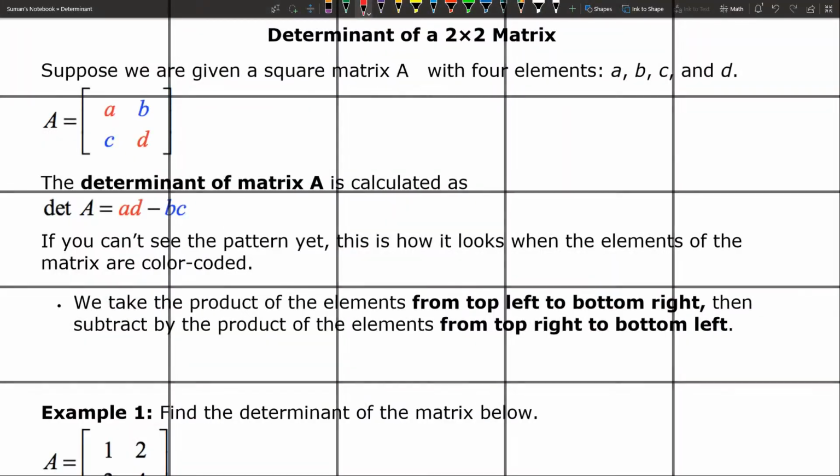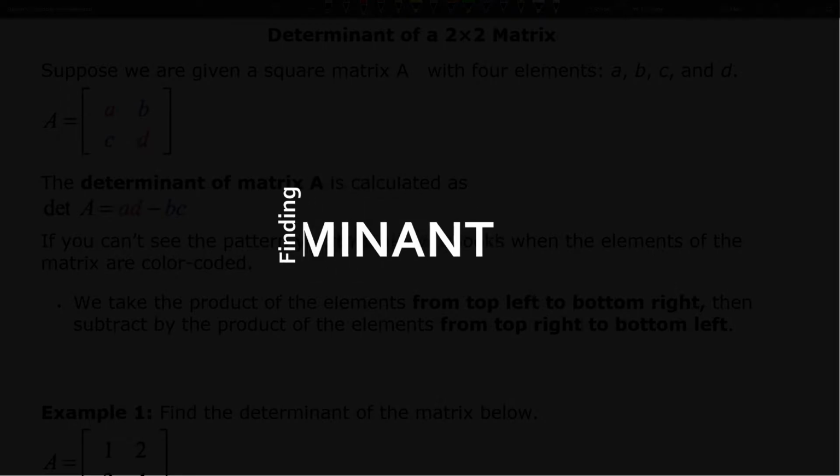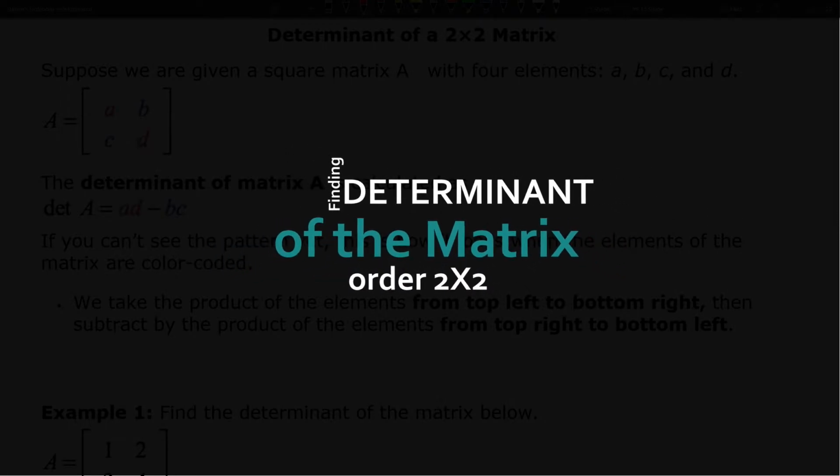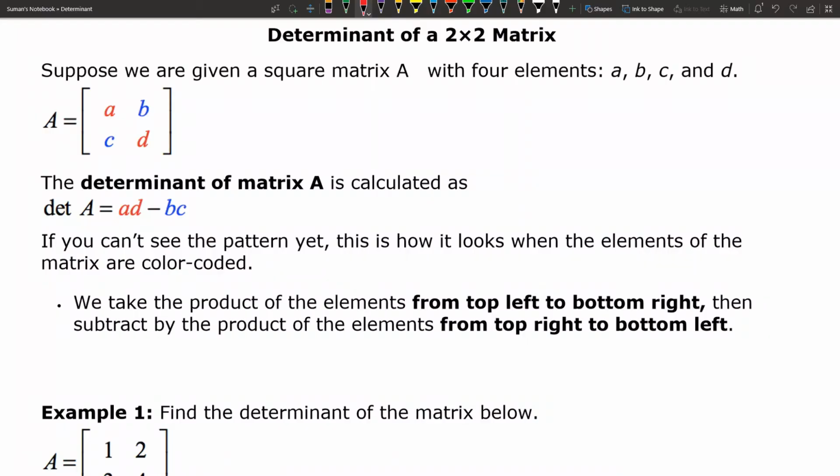Hello friends, today our topic is how to find the determinant of a 2 cross 2 matrix. Suppose we are given a square matrix. Obviously, to find the determinant of any matrix, the matrix has to be square. There are 4 elements: a, b, c and d. So A is equal to a, b according to the first row and c, d are the elements of the second row.